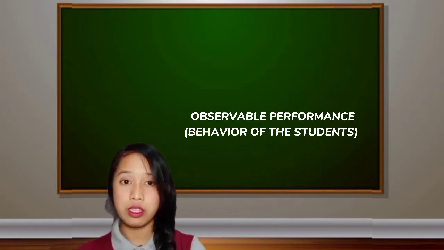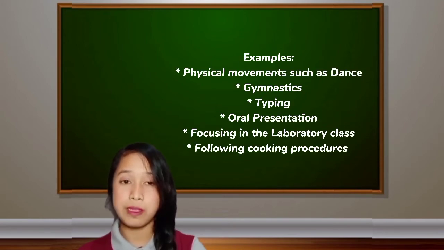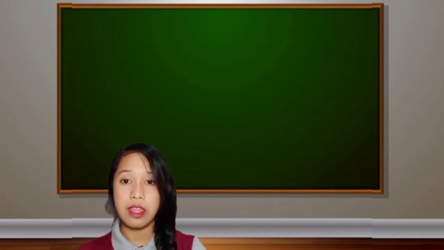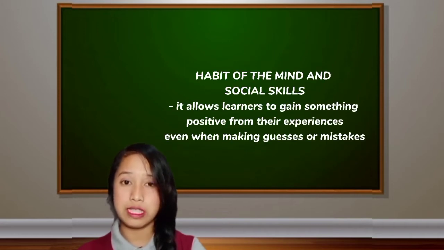The third one is the observable performance or the behavior of the students. Examples of these are physical movements such as dance, gymnastics, typing, oral presentation, focusing in laboratory class, following cooking procedures. Lastly, the habits of the mind and social skills.